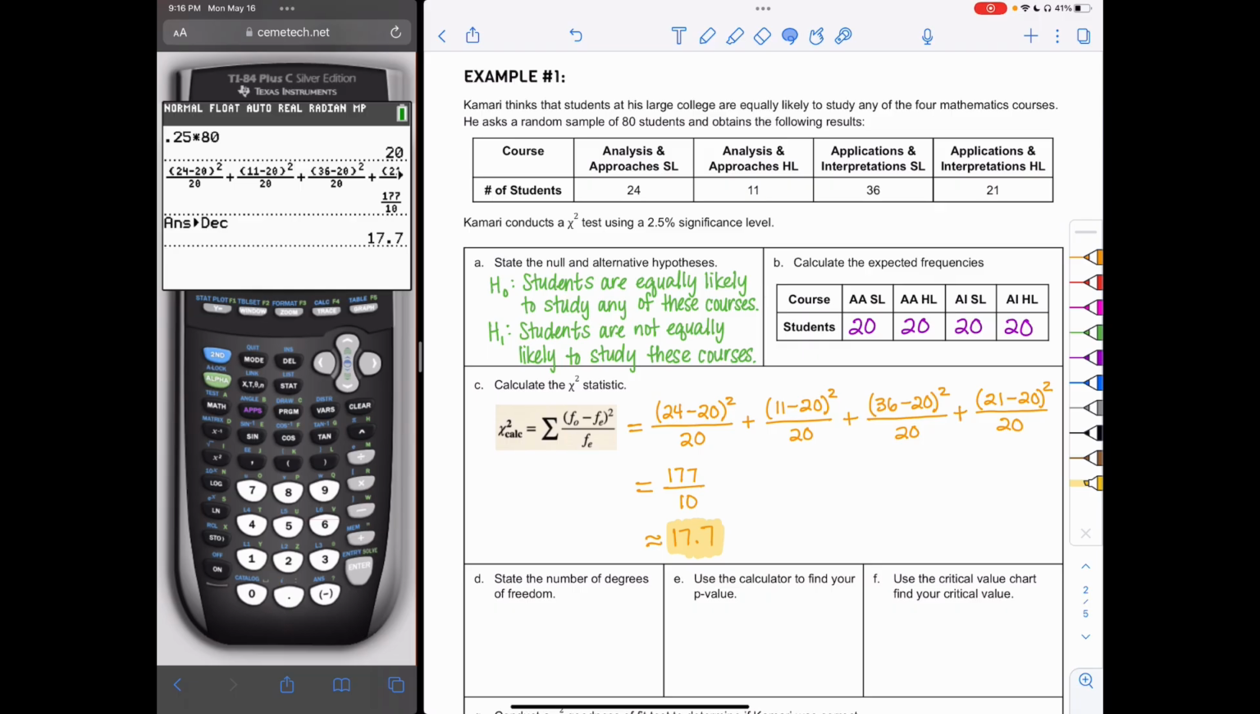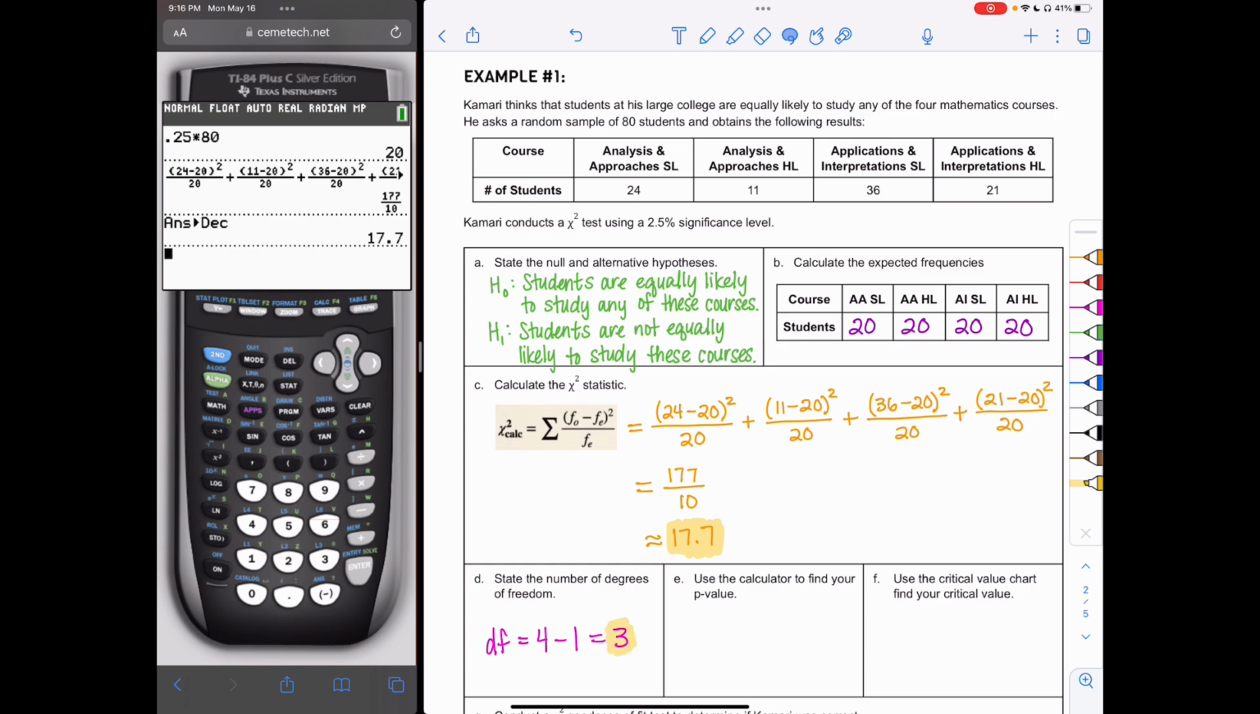So now that I have my chi-square statistic, I can now calculate or state the degrees of freedom. So remember, your degrees of freedom is the number of categories you have, subtract 1. So I have 4 categories, 4 classes, and I'm going to subtract 1, and 4 minus 1 is equal to 3. So 3 is my degrees of freedom.